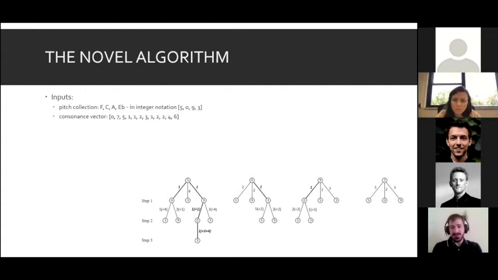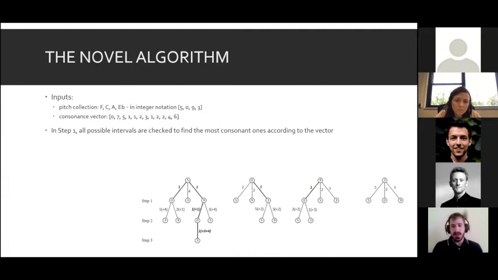Using the pitches 5, 0, 3, 9, that are F, C, A, and D flat. The choice of the consonance vector will be discussed in a bit. For now, let us say that the most consonant intervals have the smallest values and the most distant the largest. Unison has the value 0 as the placeholder. At first, all possible intervals are checked and rated according to a given vector.